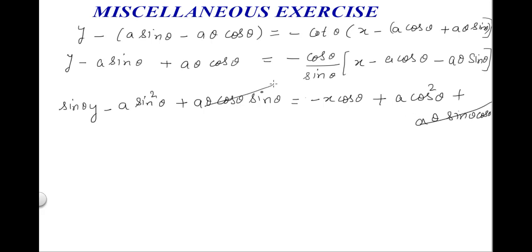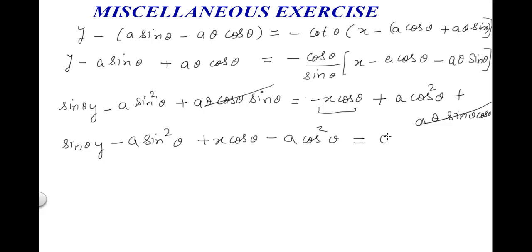This term and this term are both positive, lying on the left hand side and right hand side, so they will get cancelled. Let us shift the other terms here. So we have sin theta y, and bringing this here, let me write the two terms we are left with on this side, then plus x cos theta minus a cos square theta, and it is equal to 0. Everything has been shifted to that side.